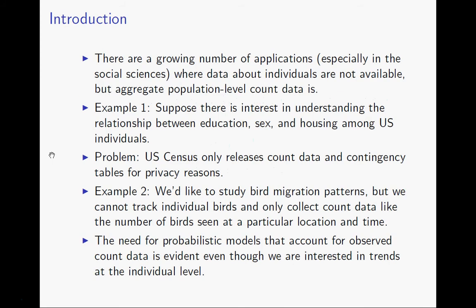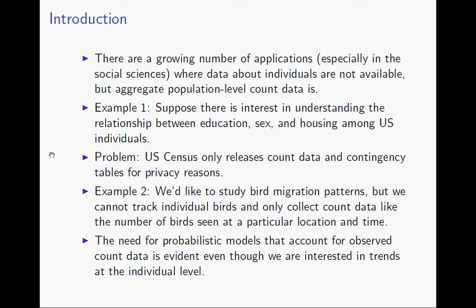There are a growing number of applications, especially in the social sciences, where data about individuals are not available, but aggregate population-level count data is. For example, suppose we have an interest in understanding the relationship between education, sex, and housing among individuals in America. But the problem is the US Census only releases count data for privacy reasons.